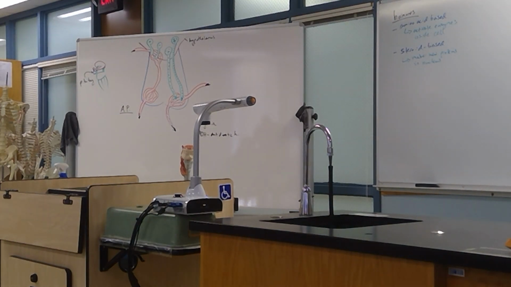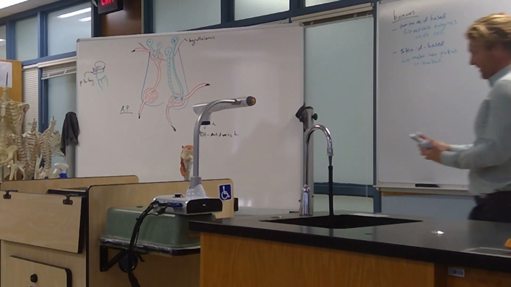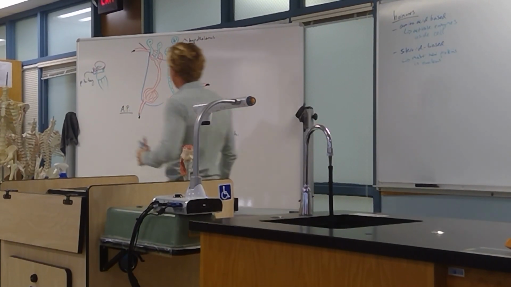Typically, you have one vessel that breaks into a capillary bed, goes together into a larger vessel that heads back to the heart. That's the typical arrangement. Whenever you do have two capillary beds in sequence like that, it's called a portal system. And the specific name of this portal system is called the hypophyseal portal system.